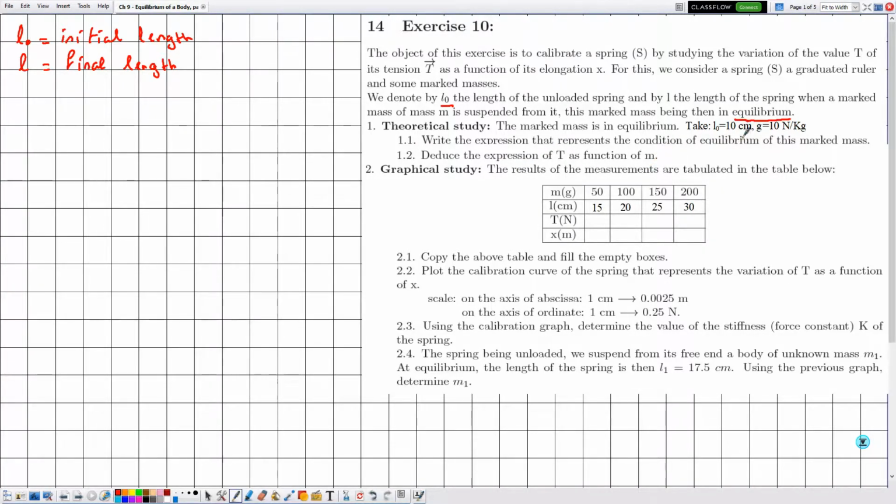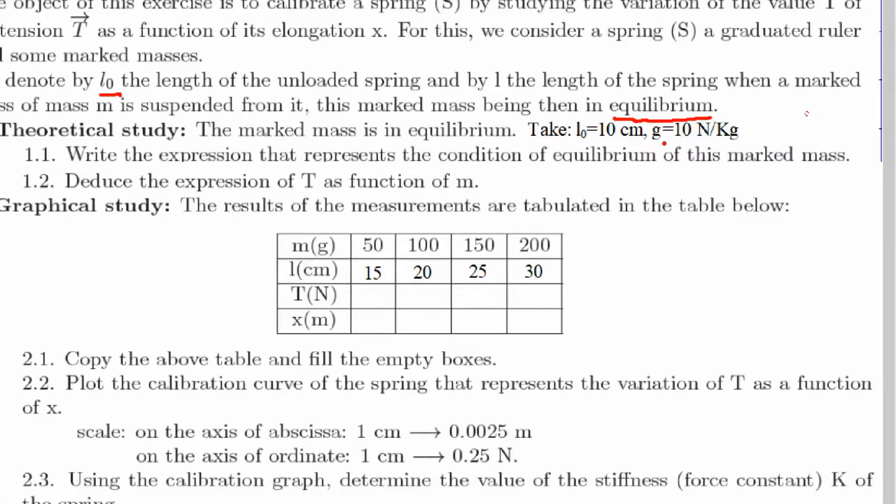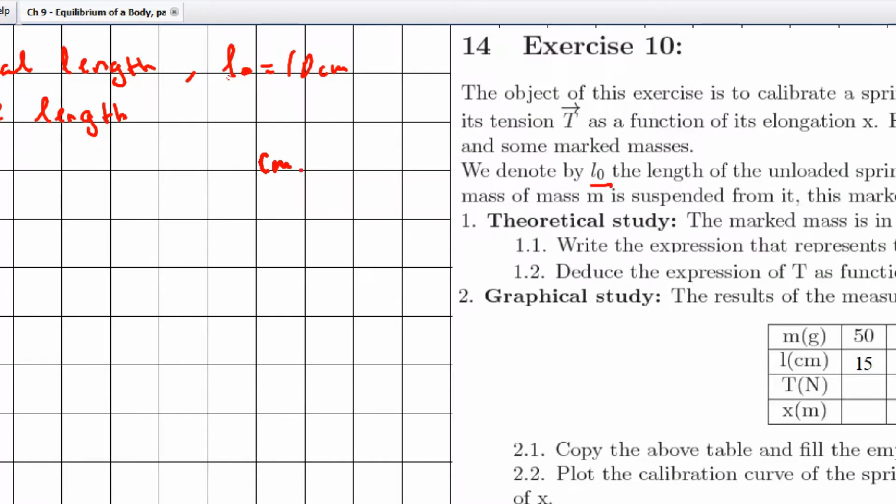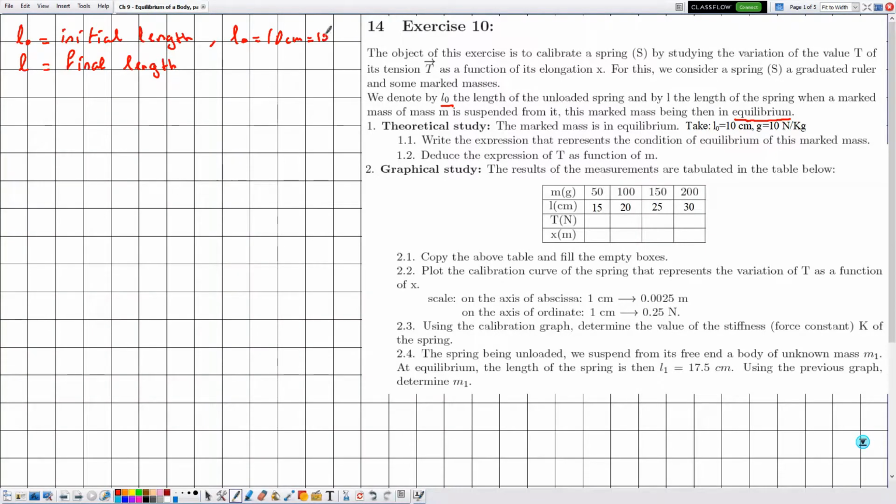Take L0 equal to 10 centimeters and g equal to 10 newtons per kilogram. It means that each kilogram is acted on by 10 newtons, which reflects the fact that this experiment is being performed on the surface of the Earth. Now we know that the value of L0 is given by 10 centimeters. Centimeters is not the SI unit of length, so in order to convert from centimeters to meters, we divide by 100. Then 10 divided by 100 is equal to 0.1 meters.